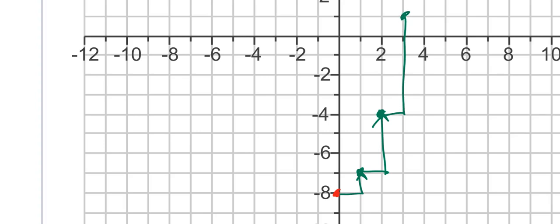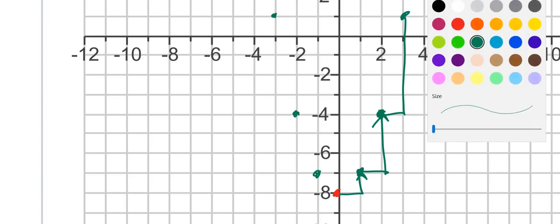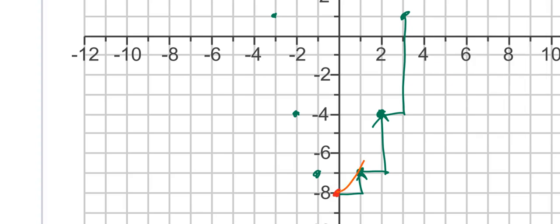Now that I've got those points graphed, what do I need to do? Copy them to the other side. Draw your picture. You got the 1, the 3, and the 5.